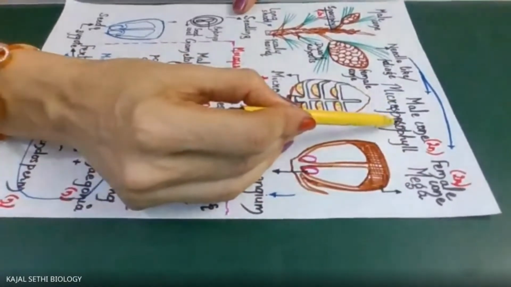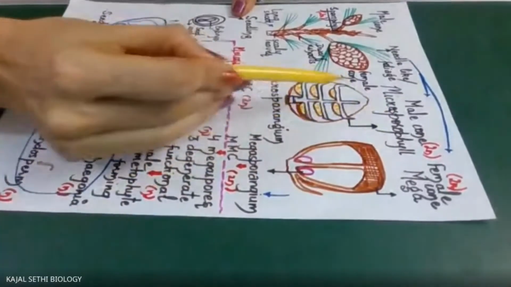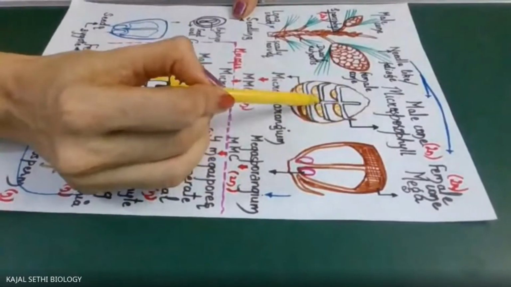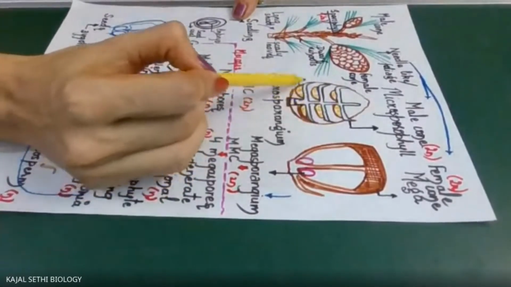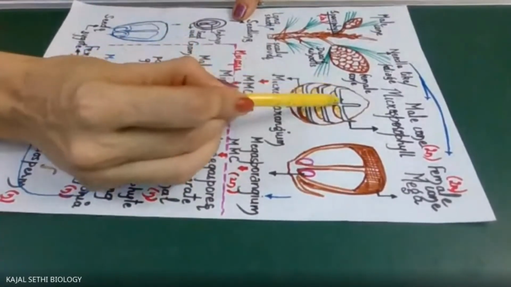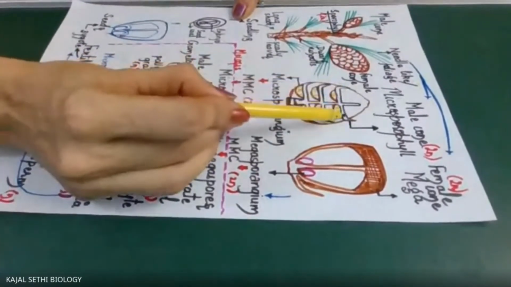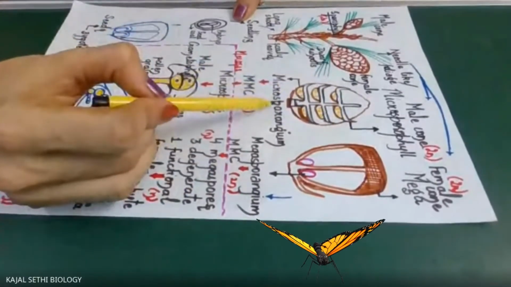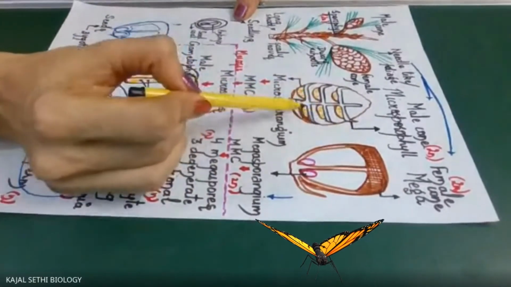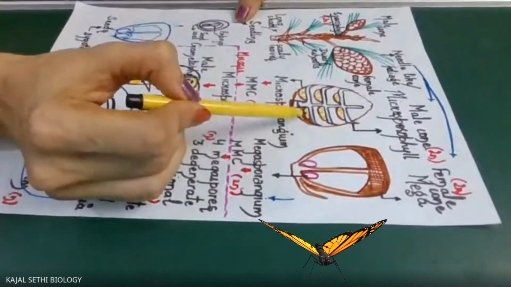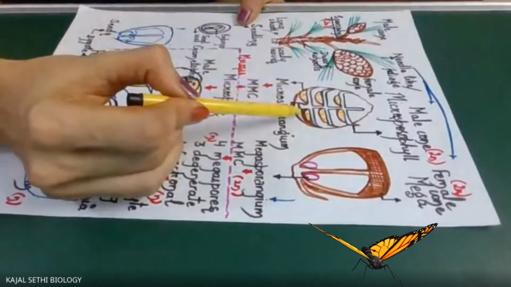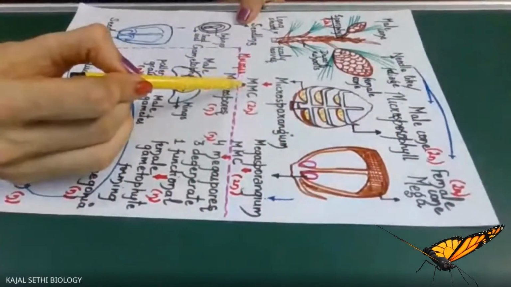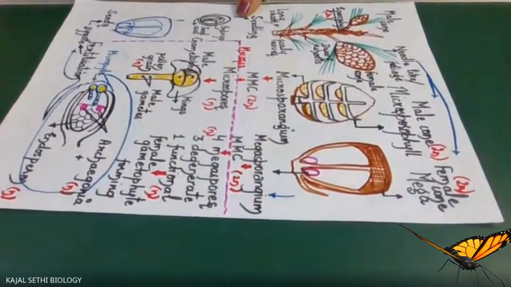Then if I make one male cone here, this is the central axis consisting of a number of microsporophylls. These are microsporophylls, these long structures. And on the undersurface of each microsporophyll, you have two microsporangia. These brown colored structures which you are observing are microsporangia. Inside the microsporangia, you have diploid cells which are called microspore mother cells.